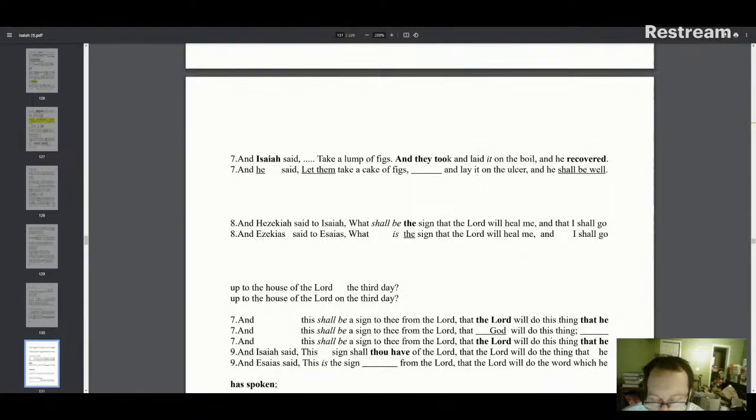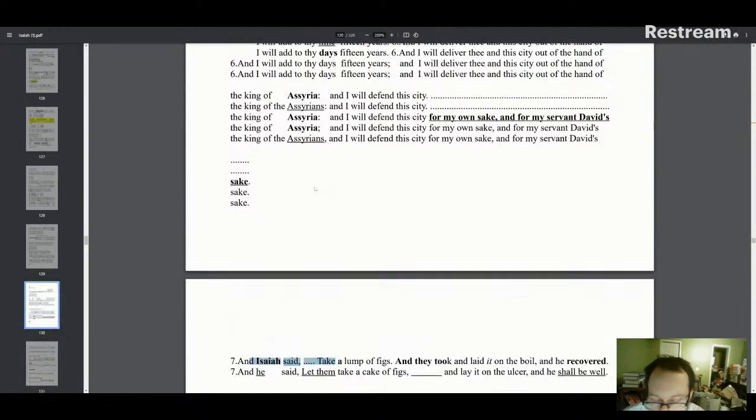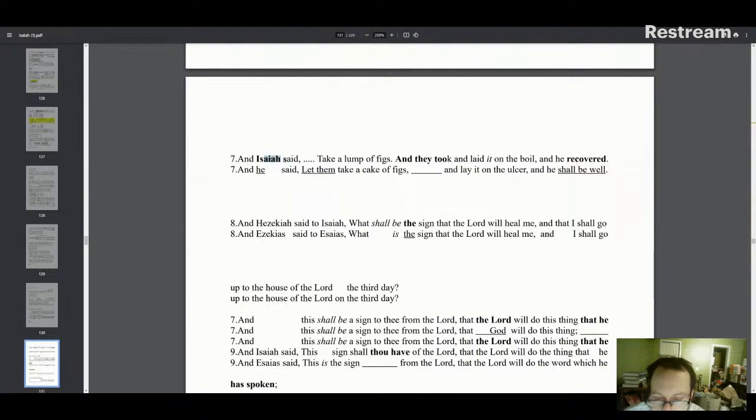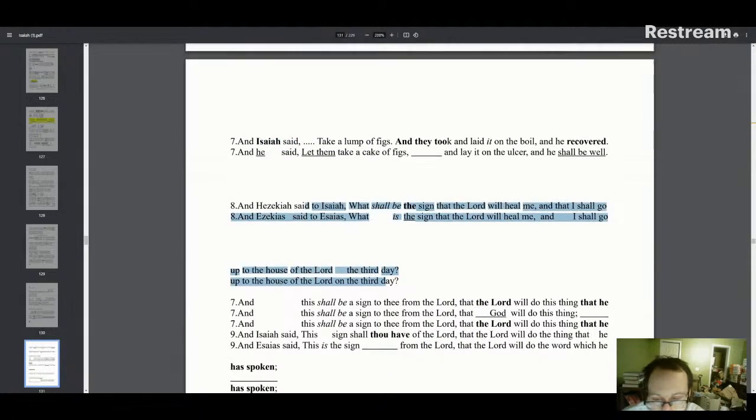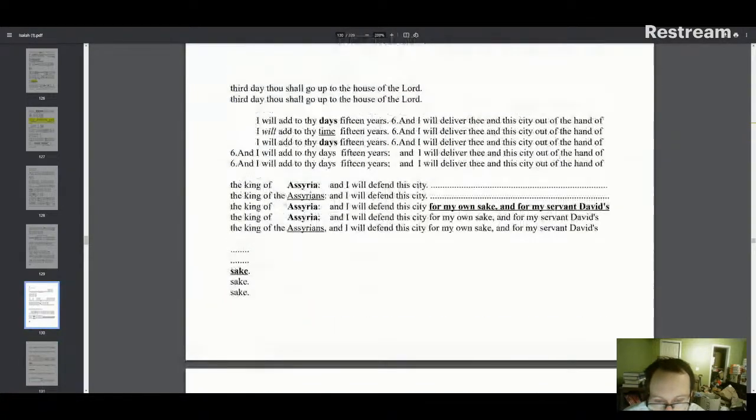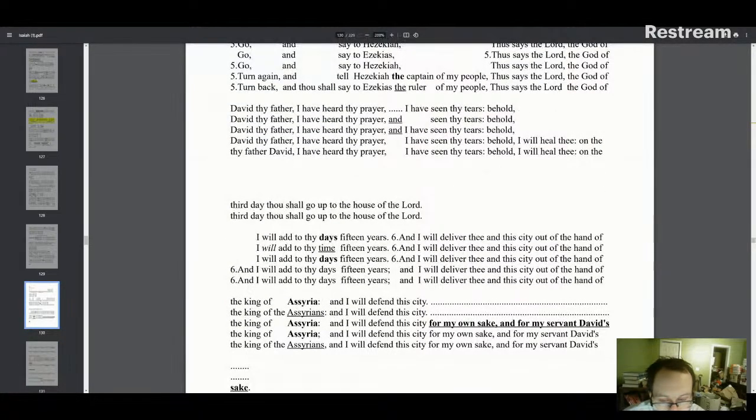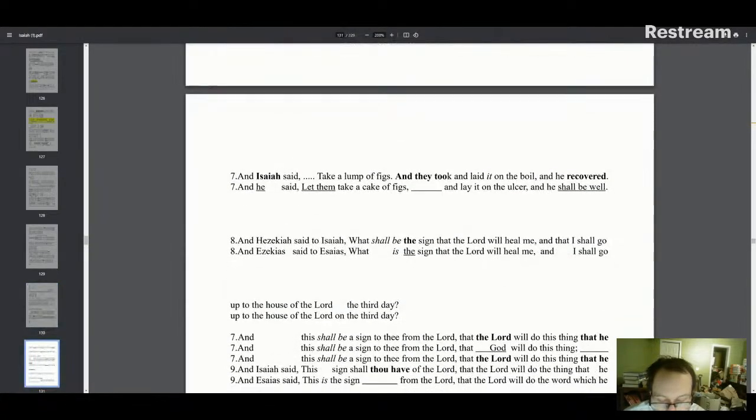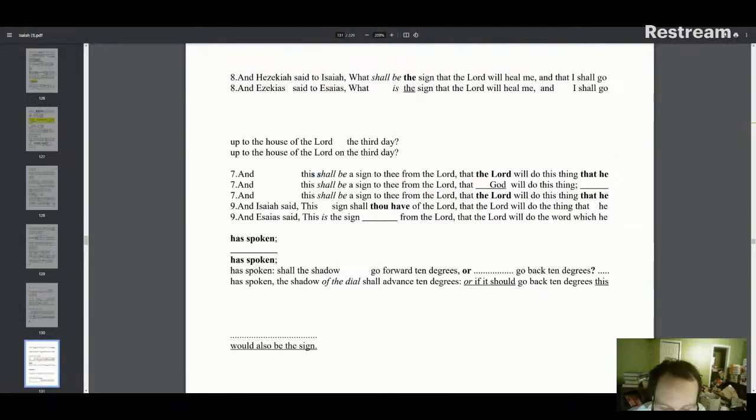Now we have, only in Second Kings and not in Isaiah at all, Isaiah said, take a lump of figs, and they took and laid it on the boil, and he recovered. And Hezekiah said to Isaiah, what shall be the sign that the Lord will heal me, and that I shall go up to the house of the Lord the third day? So all of that is not in Isaiah. Interestingly, it says here the third day too. Then Isaiah says, this shall be the sign to thee from the Lord. The Lord will do this thing that he has spoken.